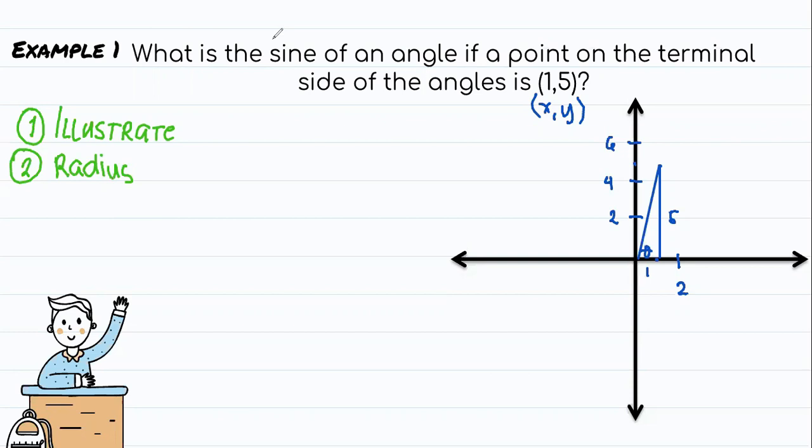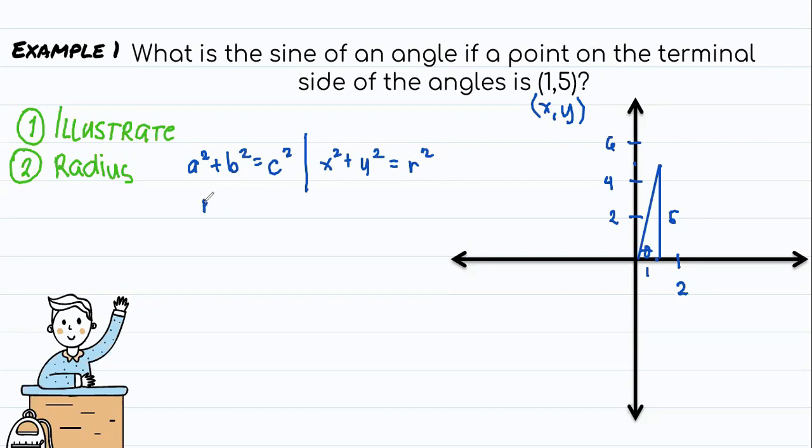How are we going to calculate the value of the radius? We know that this is a right triangle, so we will be using the Pythagorean theorem. If we recall, we have a squared plus b squared is equal to c squared. But in our case, it is x squared plus y squared is equal to r squared.